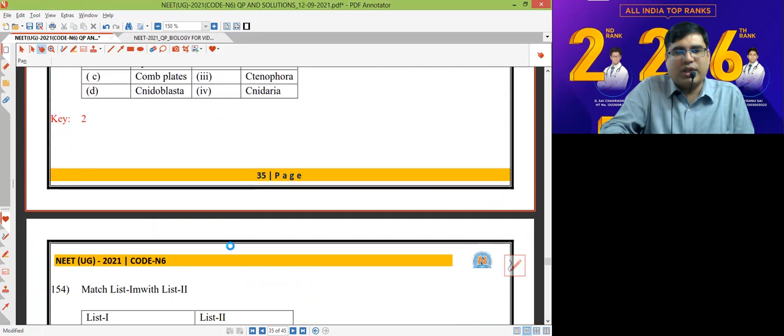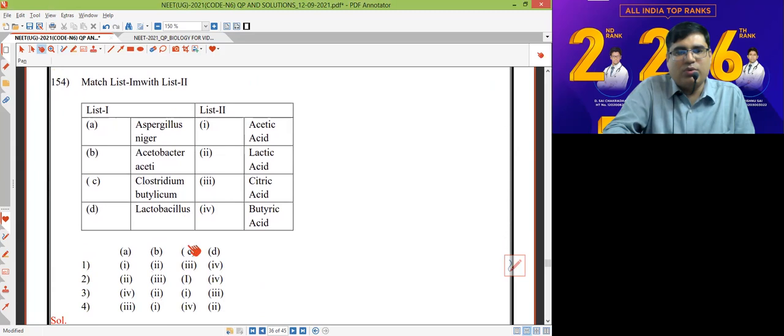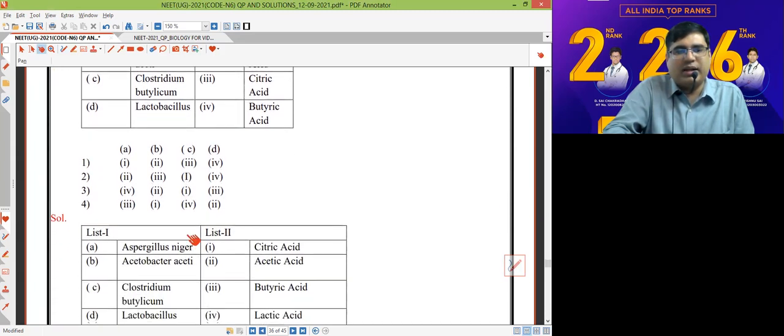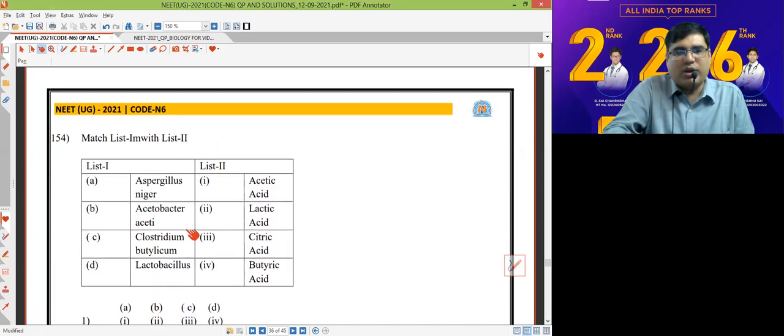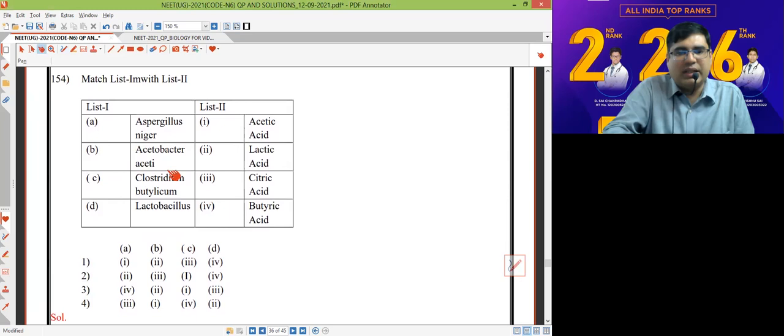Here we go further for the next one. Again, a match the column question is there. We need to list out with these two. Again, it is a purely NCERT based question. So if I look into this particular question, concerning A, that is Aspergillus niger, Aspergillus niger yields citric acid. So A should be related with 3. And now, of course, as per the given option, here we have Acetobacter aceti. It is simply reflecting that B should be related to 1.